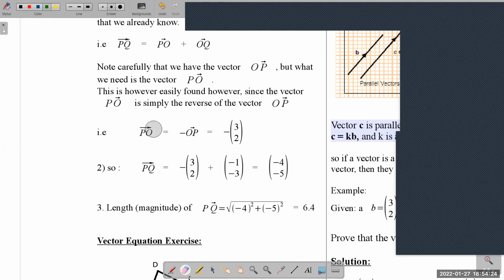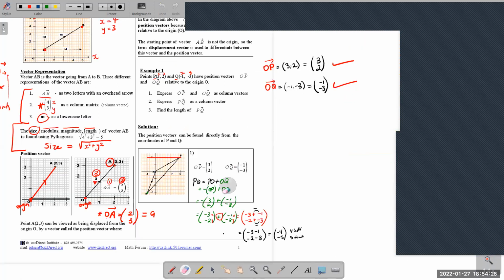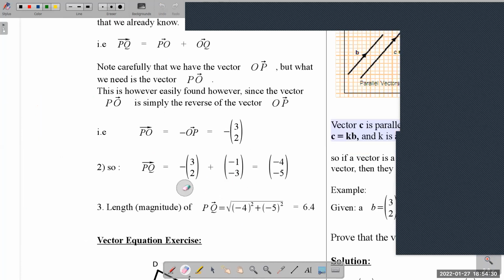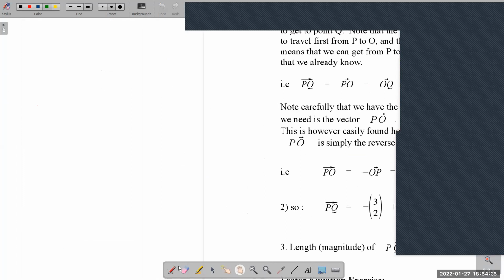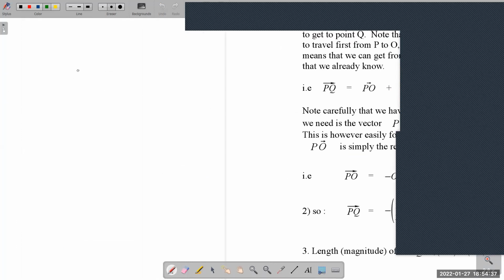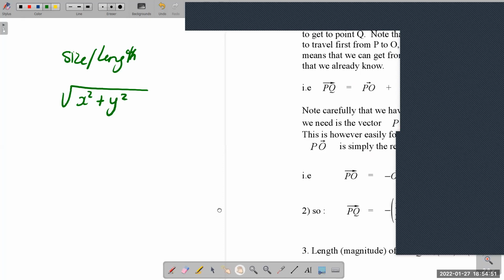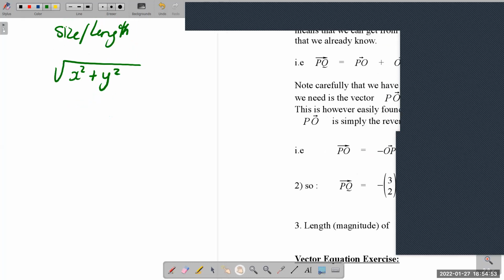All right. What was the third question? The third question asked us to find the length of PQ. That's easy because we know the formula for the length. So I'm just going to come to the side here. How do you find the length or the size of any vector? So the size or the length has a formula: the square root of the x value squared plus the y value squared.